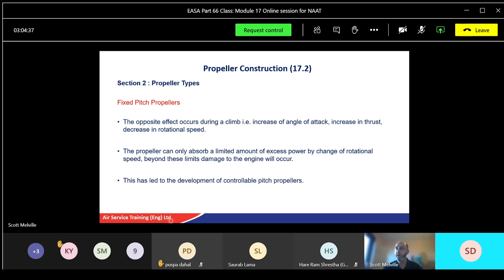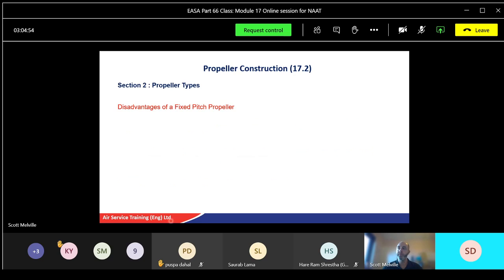Same for an aircraft. Now that's led to the development of what we call controllable pitch propellers. So we actually change the angle of attack of the propeller itself. Rather than a fixed pitch one, we can actually change them as required, again manually controlled or automatically controlled. And we'll look at these in part 2.